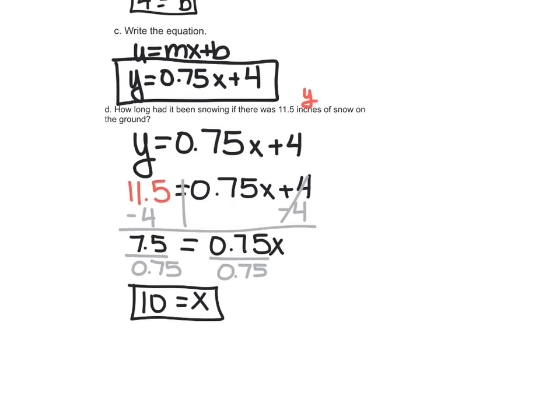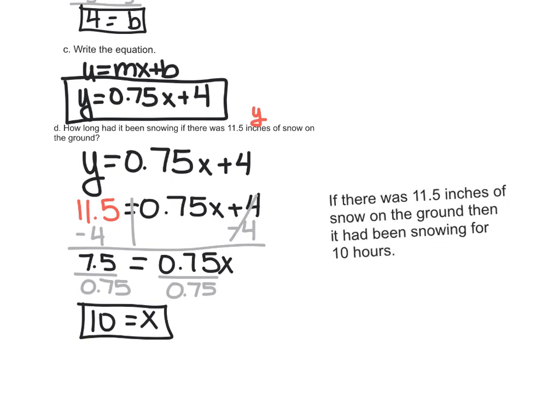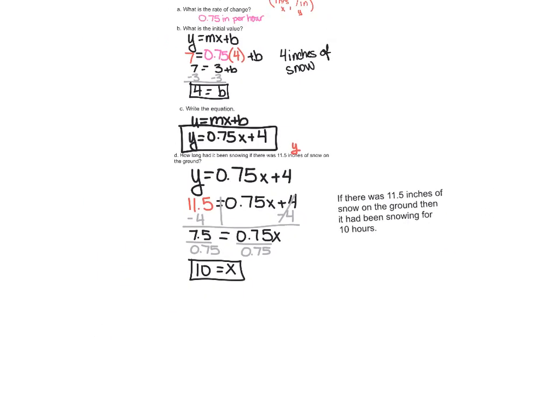Final part now is to just take our answer and put it back into the context of this problem. We needed to determine how long it had been snowing if there was 11.5 inches of snow on the ground. And we just found x, which is hours. X is representing hours. 10 hours. At 10 hours, there was 11.5 inches of snow on the ground. So I just took our answer, put in a concluding sentence saying if there was 11.5 inches of snow on the ground, then it had been snowing for 10 hours, which is what we just found.